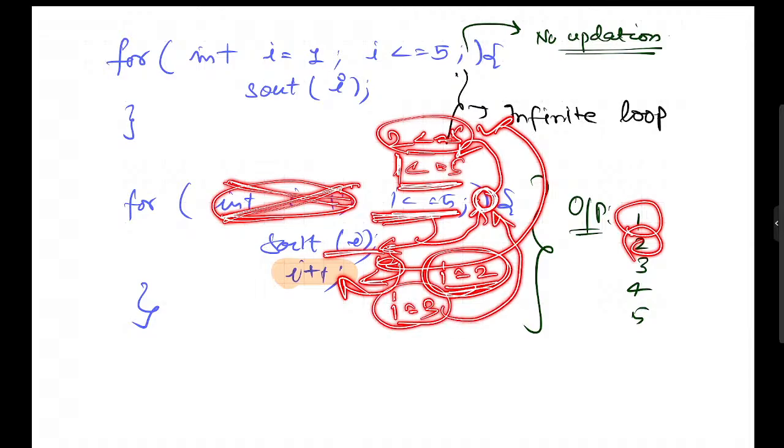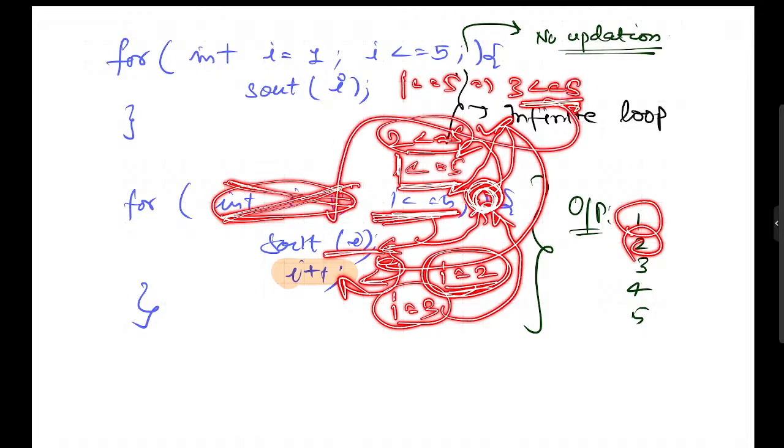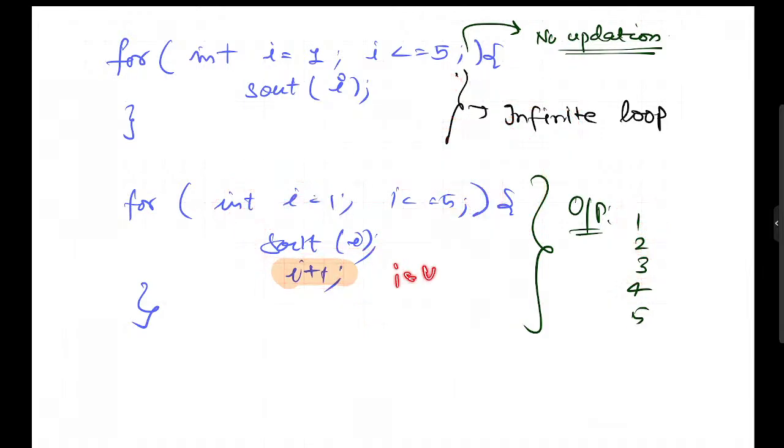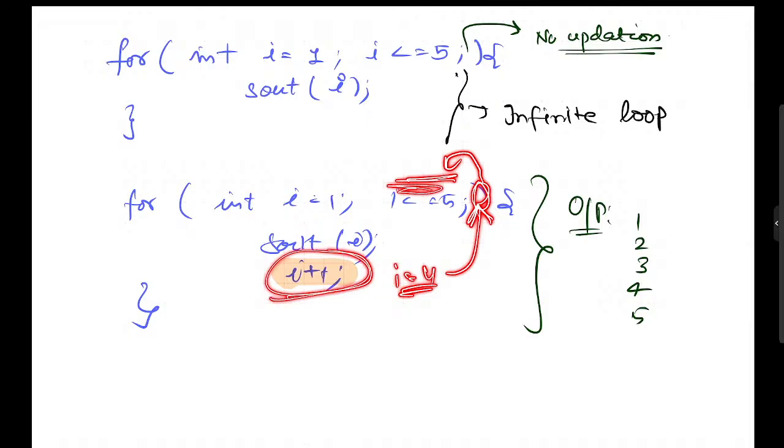Now again go to the updation step, nothing is there, go and check the condition. I is less than or equal to 5, meaning 3 is less than or equal to 5, right? Go in, print 3, update I plus plus, I is now 4. Once I is 4, I will check this, there is nothing here, and so on and so forth. You will see that because of adding I plus plus here, I am definitely going to check it.